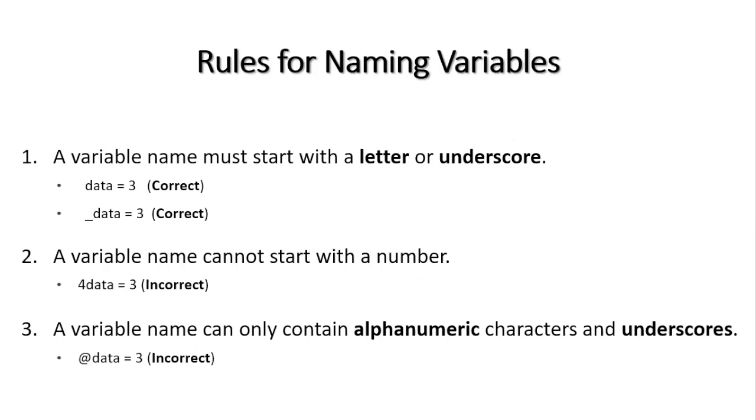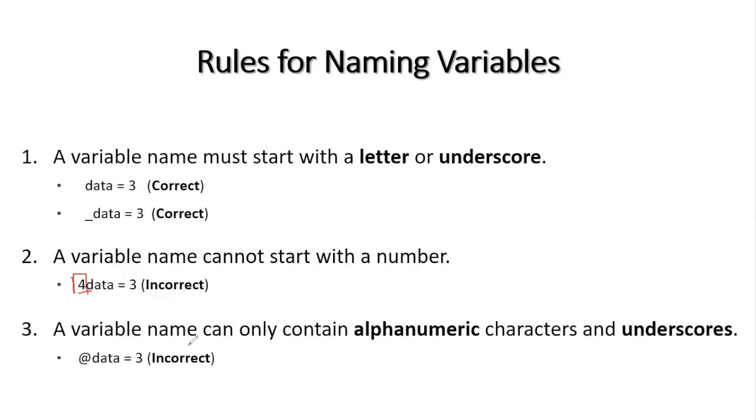All right. So the rules for naming variables. There are some rules that need to be followed. A variable name must start with a letter or underscore. So this is correct. It starts with a letter, and this one starts with an underscore. So both are correct. However, it cannot start with a number. For example, in this particular case, a number has been given at the start, and it cannot be a valid variable. Either you start with a letter or an underscore. Both are correct. You cannot start with a number.